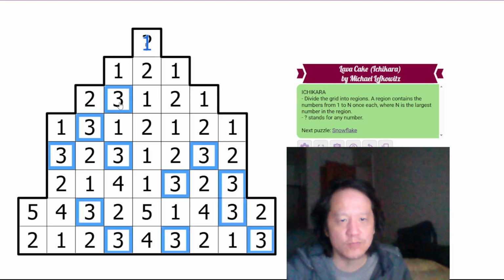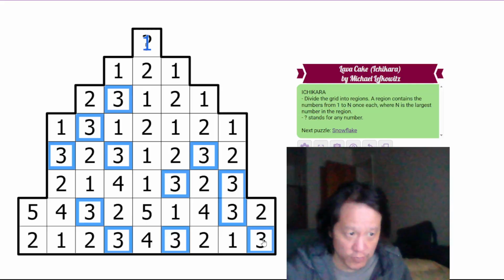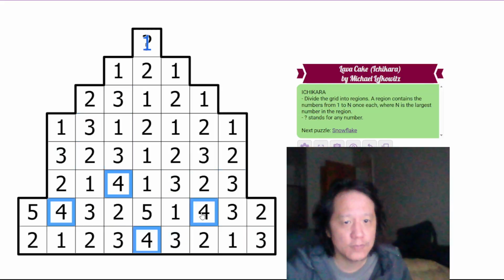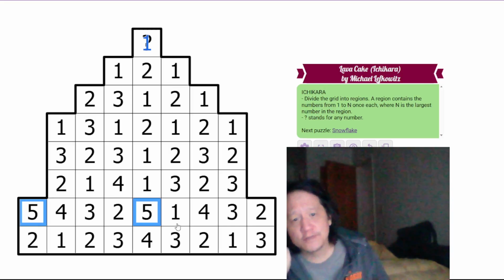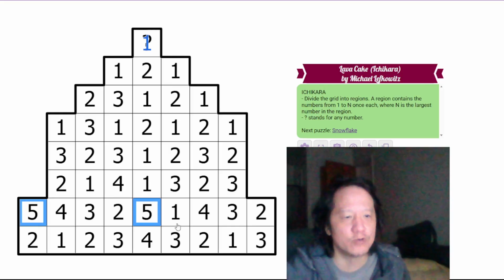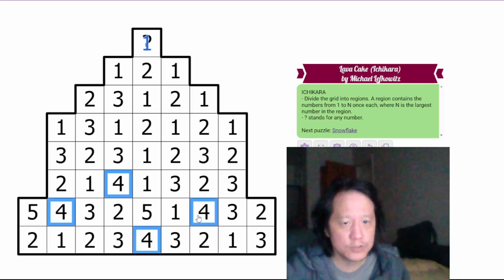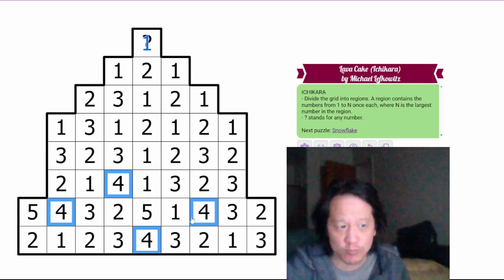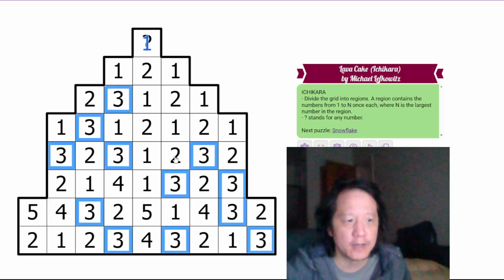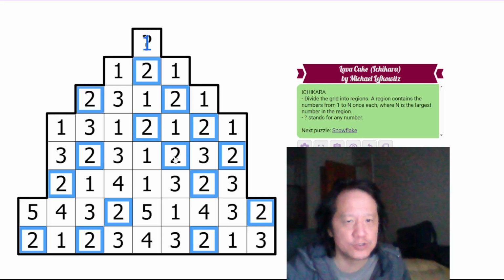How many 3s do we have? 12 3s. We have 4 4s and 2 5s. So we have 2 regions that are 1 through 5, 2 regions that are 1 through 4, and a hell of a lot of regions that are 1 through 3. 12 minus 4 4s means 8 regions that are 1 through 3. And we have 3 regions that are 1 through 2.